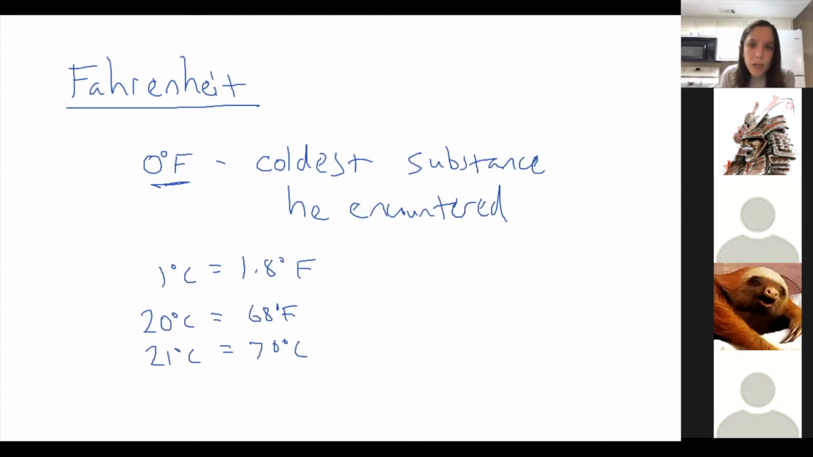So you do get a more precise measurement with Fahrenheit because you can go in between these numbers. So you can get a better idea of what the temperature feels like because Fahrenheit has a smaller scale. But besides that, Fahrenheit's not a very accurate or very useful scale because it's not really based on anything that's useful for a scientist.